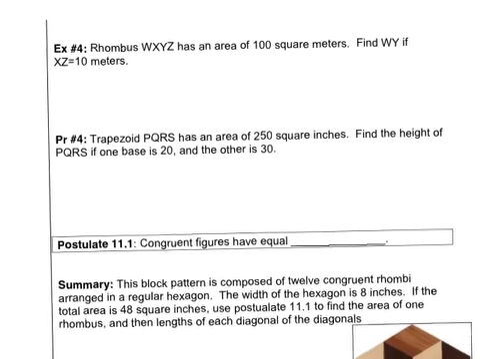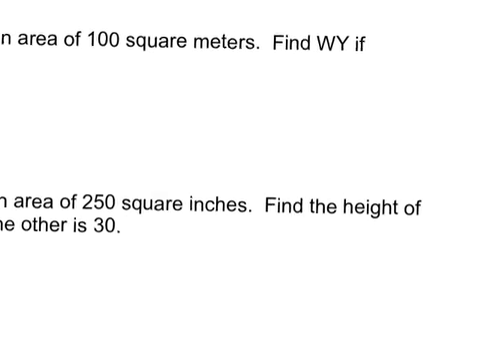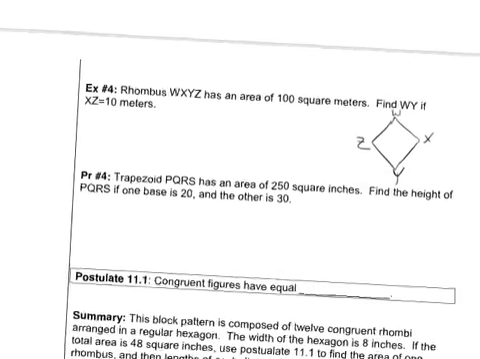Okay, this one says that rhombus WXYZ has an area of 100 square meters. Find WY if x equals 10 meters. Well, my thing is, I like pictures. There's no picture here, so I'm going to zoom in and try and draw a picture of WXYZ. And I know it's a rhombus, so draw a diamond-looking thing here. Label it WXYZ. And let's just fill in what I know.